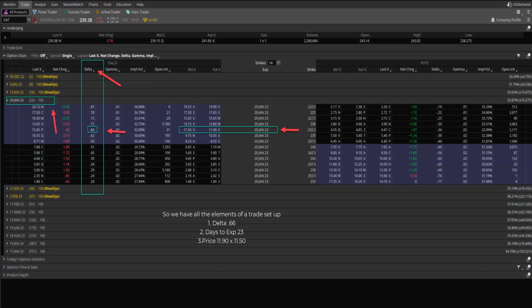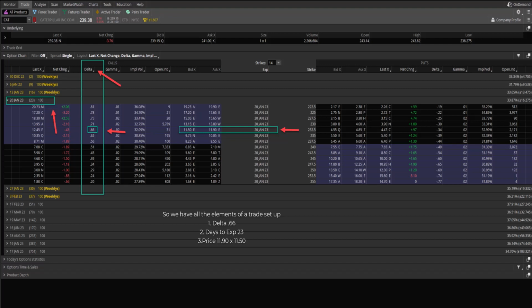All right, we're in our TOS window right now. First thing you want to do is go to your trade tab, then go to all products. Make sure you have the correct ticker, CAT for Caterpillar. Then go down your option chain. Look for something between 14 and 21 days. We have one at 16 and 23. We'll do 23. That'll give us the 20th of January.